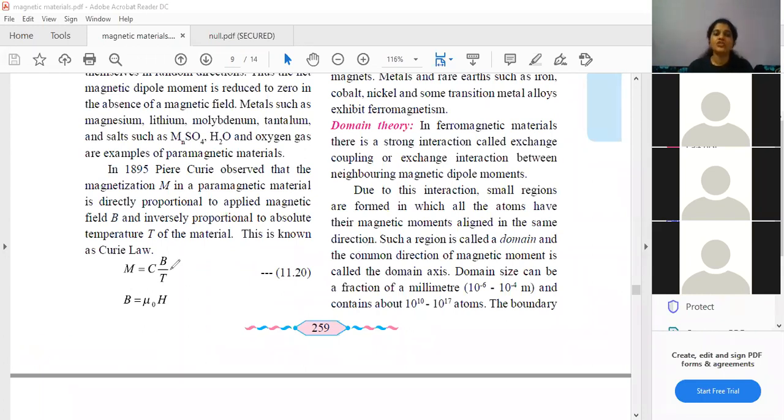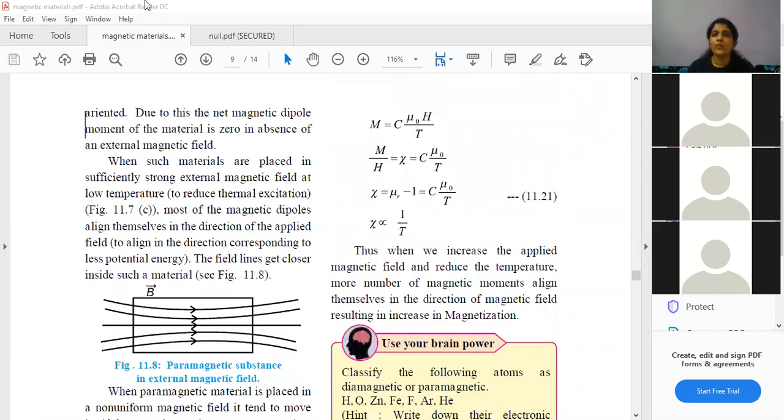Let's move ahead. Students, we all know that B is mu naught into H. We have done this derivation already, that B is equal to mu into H. Okay, fine. Yes or no? And what they have done is, in the formula, instead of B, they have substituted mu naught into H, in that Curie law. Now, if I take this H on the denominator, we know that H means magnetic intensity, right?